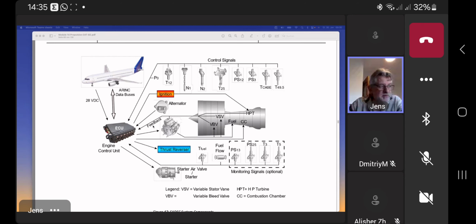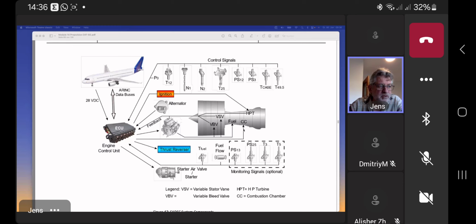Next thing is, of course, the system needs to be independent from all other systems. So the ECU needs its own power supply. In general, we have here our alternator, which provides power as soon as the starter starts to turn the N2 system and the gearbox. The ECU gets its own power supply. It is independent. So then the engine takes care of itself by variable bleed valves, variable stator vanes, so we do not run the risk of a stall.